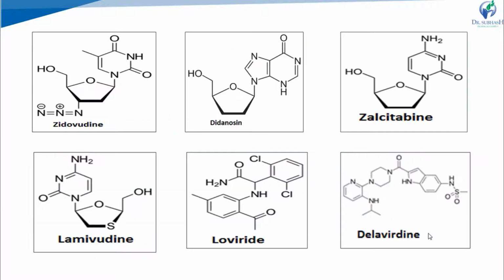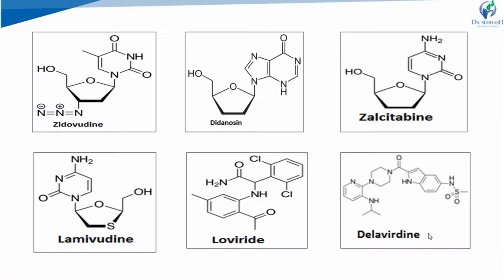Now, see the structure of this class. The first four, that is zidovudine, didanosine, zalcitabine and lamivudine, are nucleoside derivatives, so they contain a nucleoside in their structure. Now, what is a nucleoside? A nucleoside is composed of a purine or pyrimidine base plus a sugar moiety. So see, in all four structures, a purine or pyrimidine base is present, and to this base a sugar moiety is attached, that is a carbohydrate moiety.